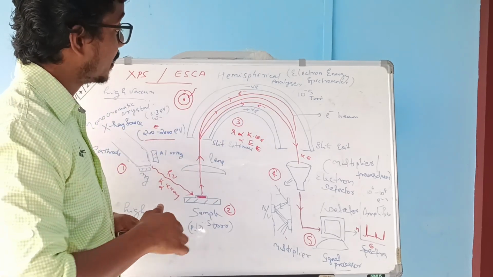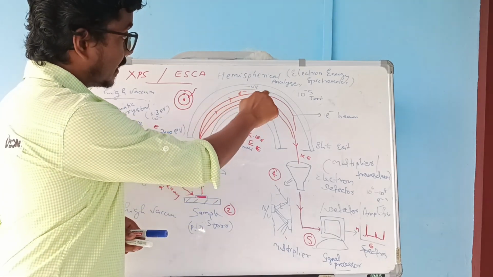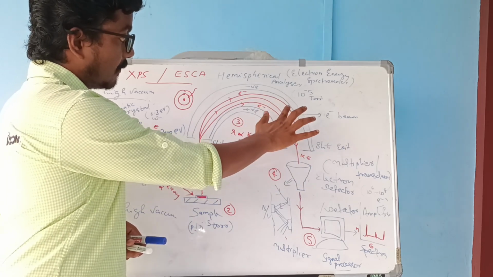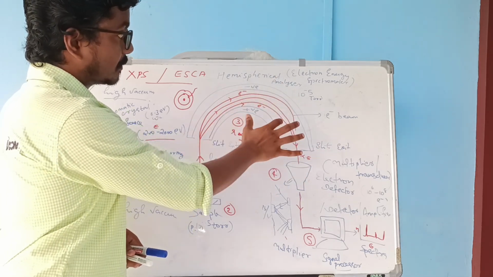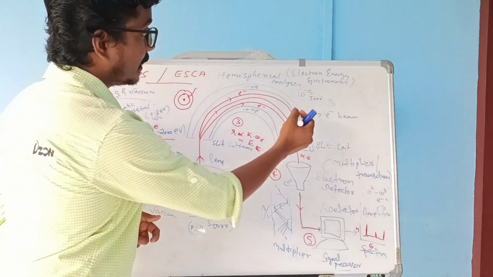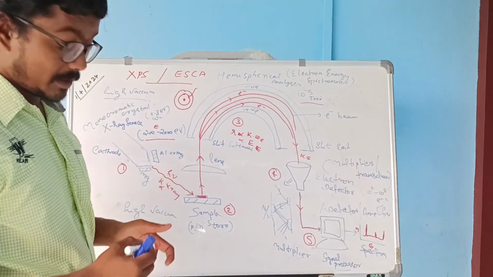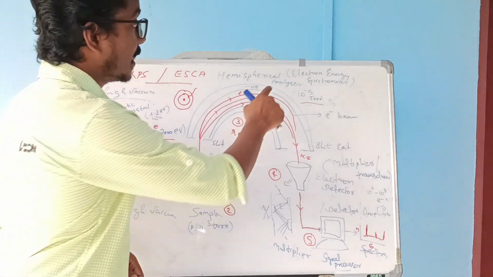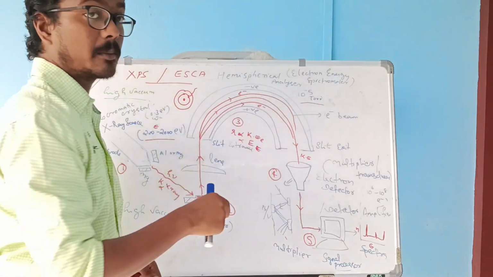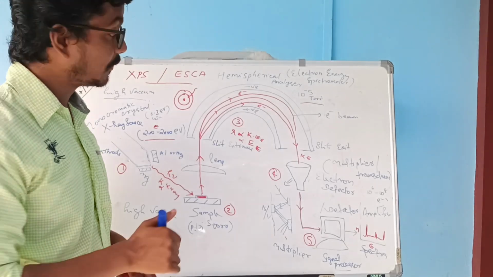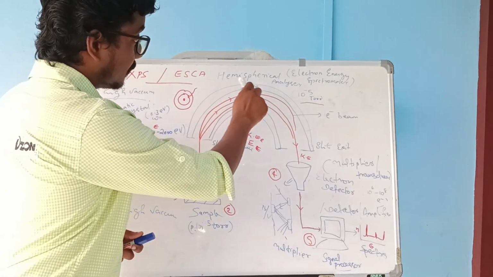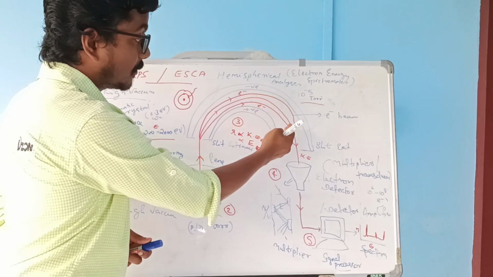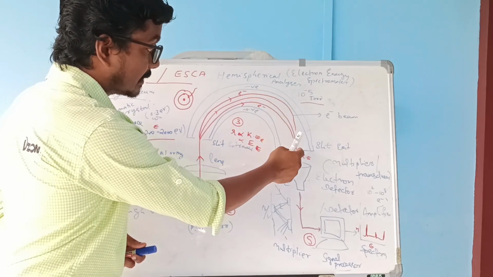The ejected electron attains a curved path, and the analyzer is placed at a pressure of 10 raised to minus 5 torr. In order to get a very high resolution result, we are using the electron energy spectrometer, which is a hemispherical analyzer.